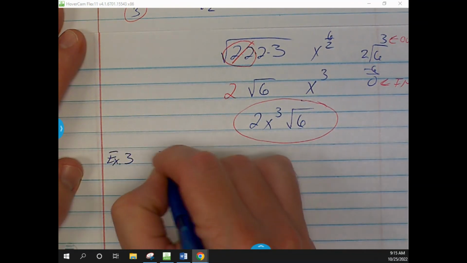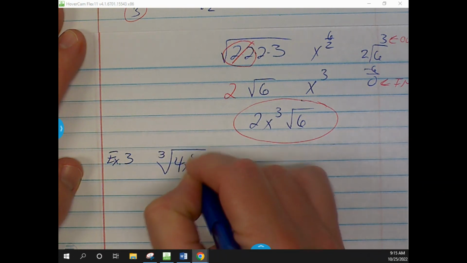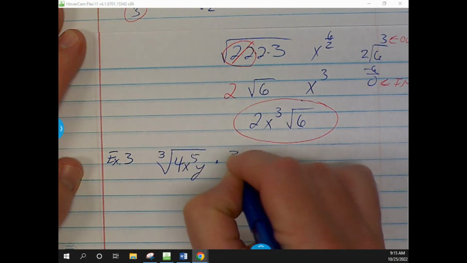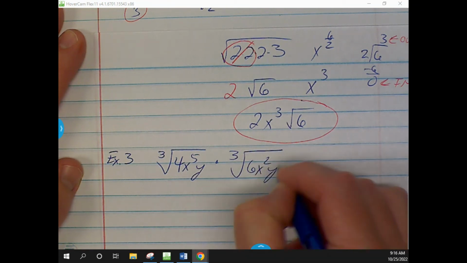All right, let's do the third root of 4x to the 5th y times the third root of 6x squared y to the 4th.